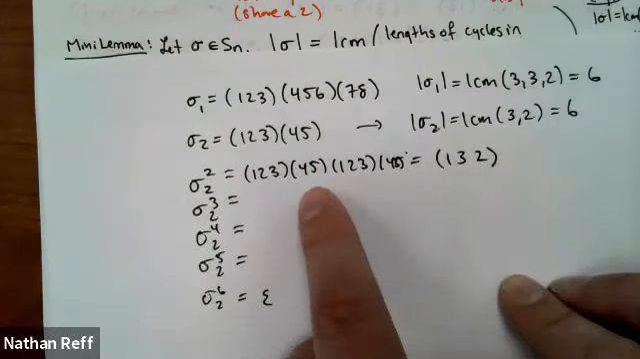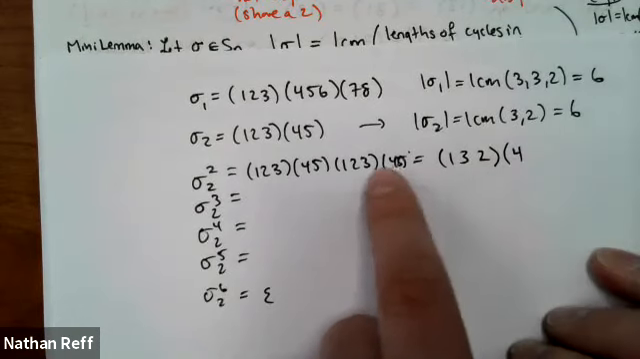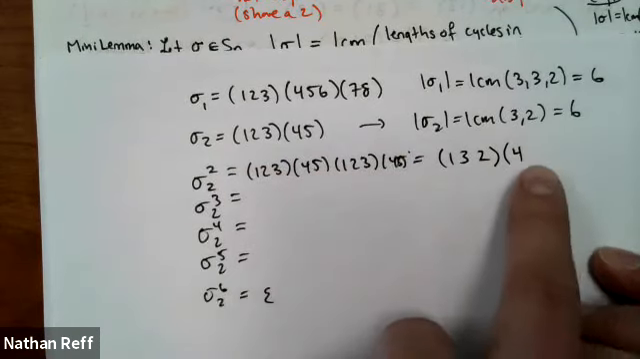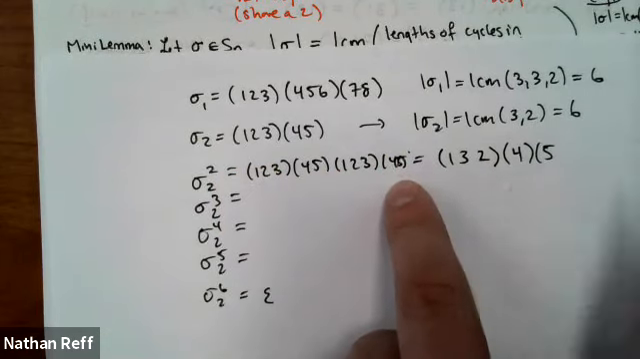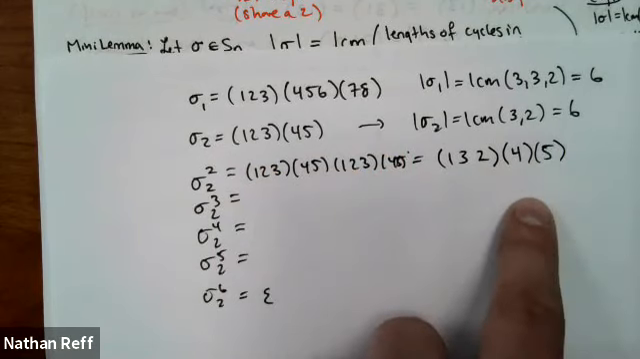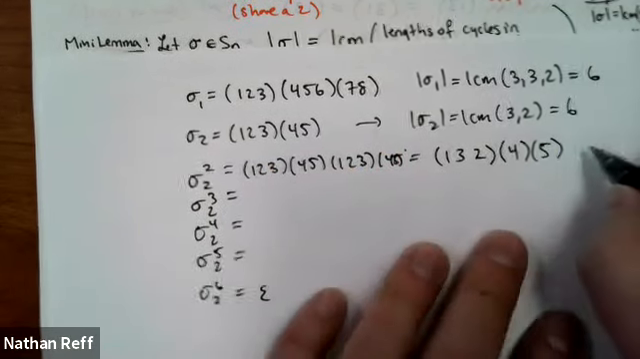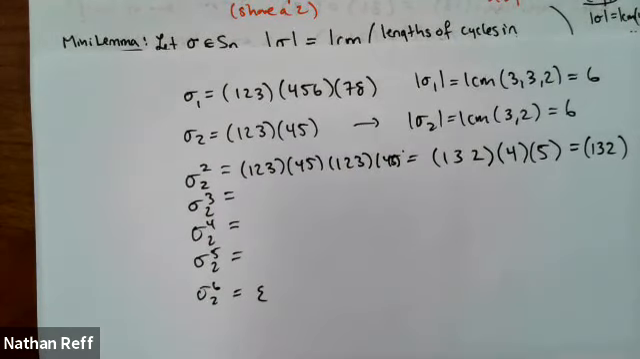And then the smallest number that I haven't written is a 4, right? 4 goes to 5, 5 goes to 4. 5 is the smallest number I haven't written. 5 goes to 4, 4 goes to 5. Okay, so you could just write this as 1, 3, 2. Sorry, I should have made this smaller so you guys could see that better.